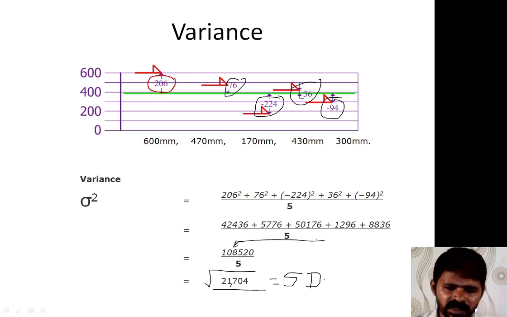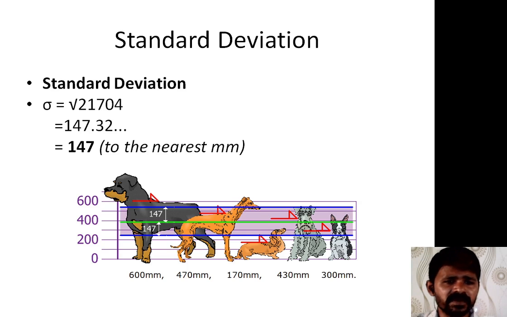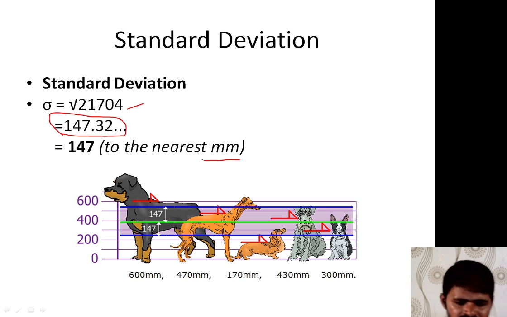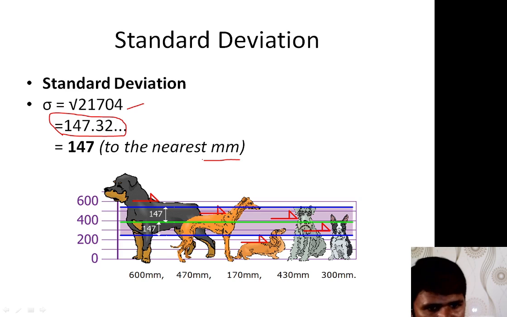The standard deviation, that is the sigma. So we will see what the value is. The square root of the variance gives the standard deviation of 147.32. If you round it, it comes to around 147 millimeters. So among these 5 dogs, the standard height deviation is 147 millimeters. So 147 millimeters above and below the mean we can consider as the standard values, the standard height.